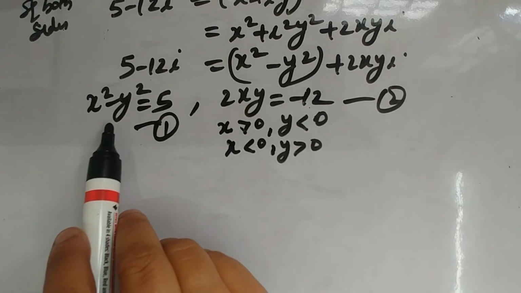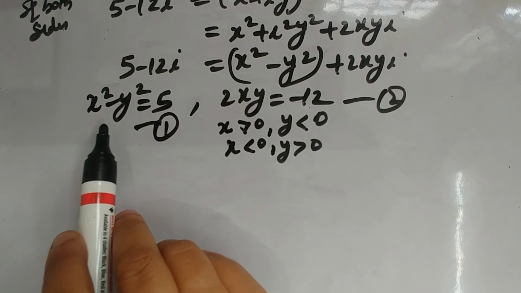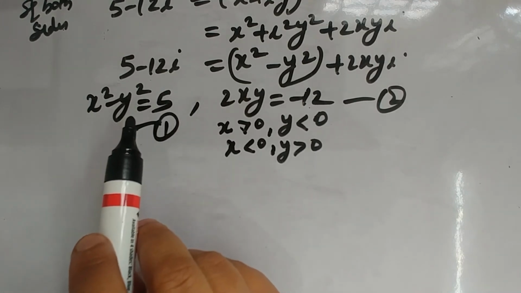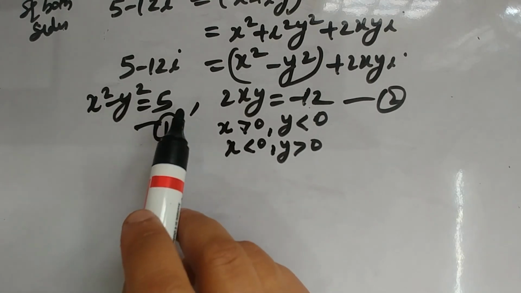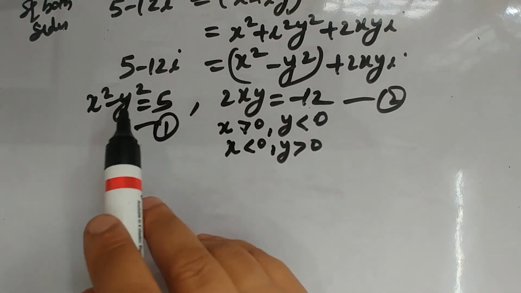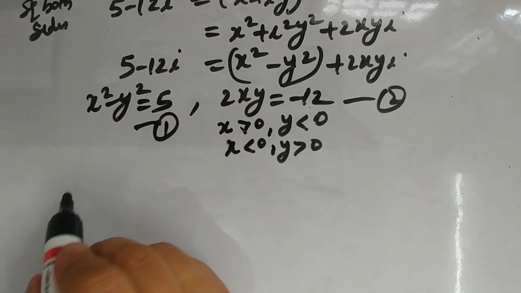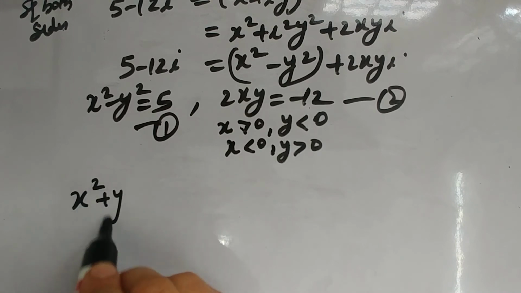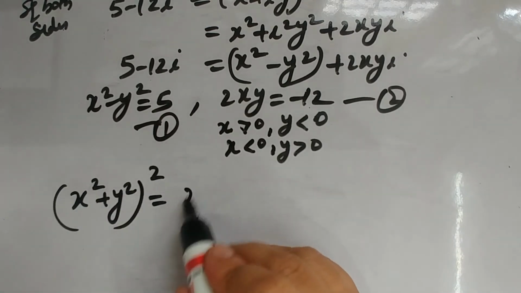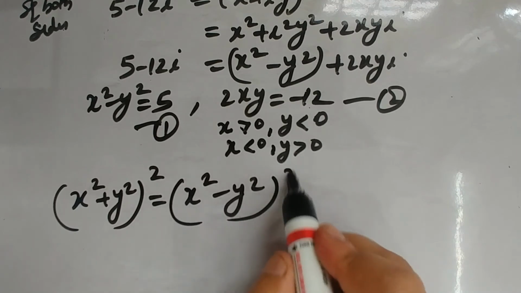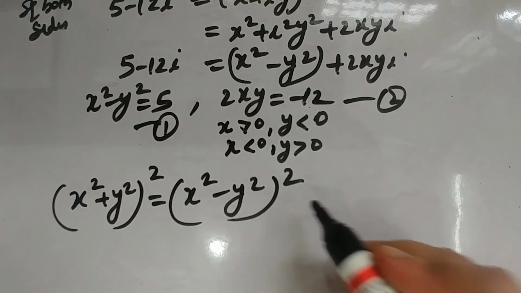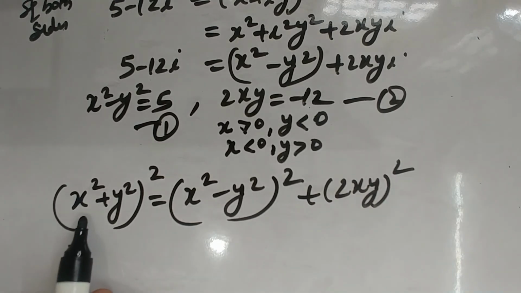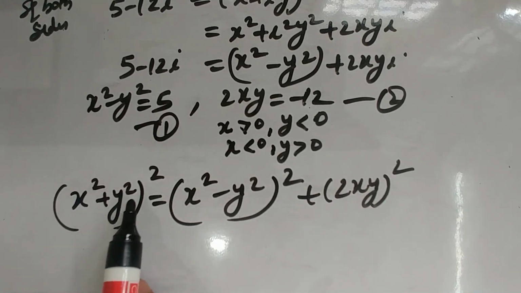So when you have to calculate the values of x and y, I already have x square minus y square equal to 5. So I should now go for x square plus y square equal to something, so that I can evaluate x and y. Here I'll use a very good formula: x square plus y square whole square is equal to x square minus y square whole square plus 2xy whole square. Now open it, what does it become? It is x to the power 4 plus y to the power 4 plus 2x square y square.